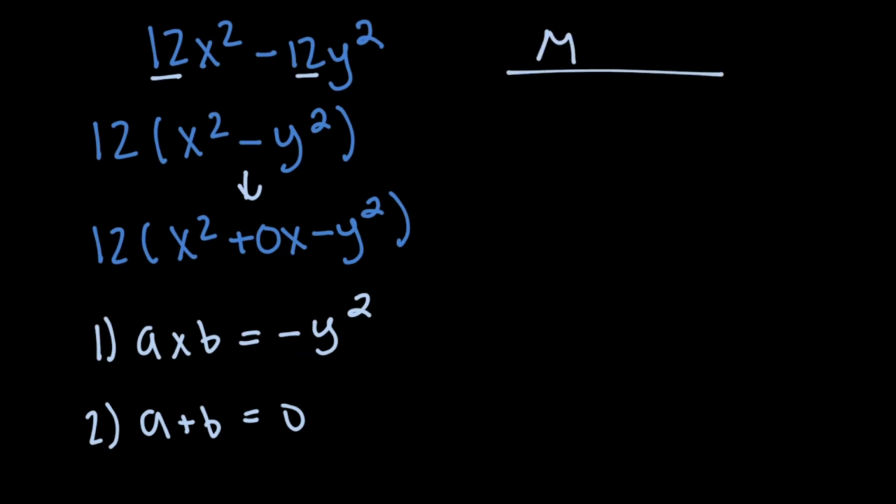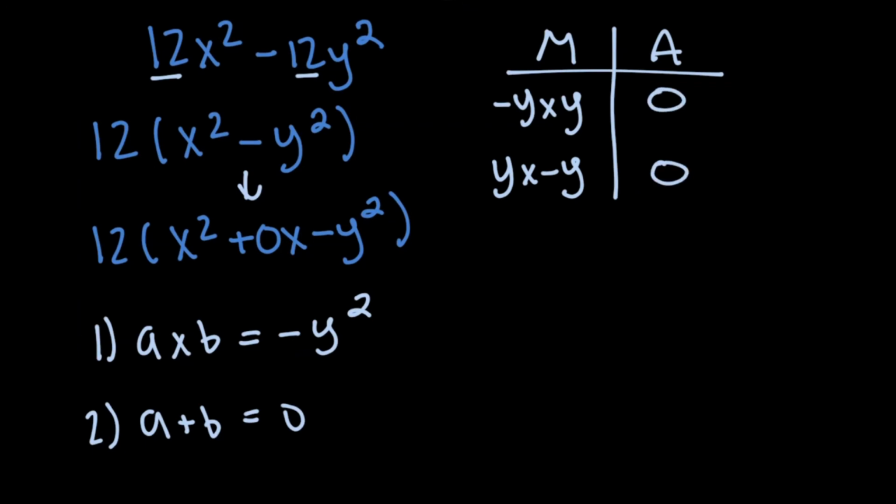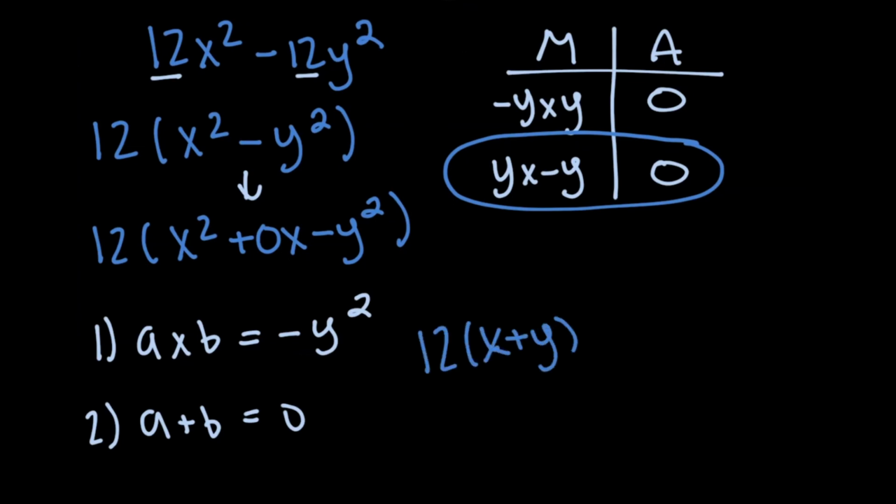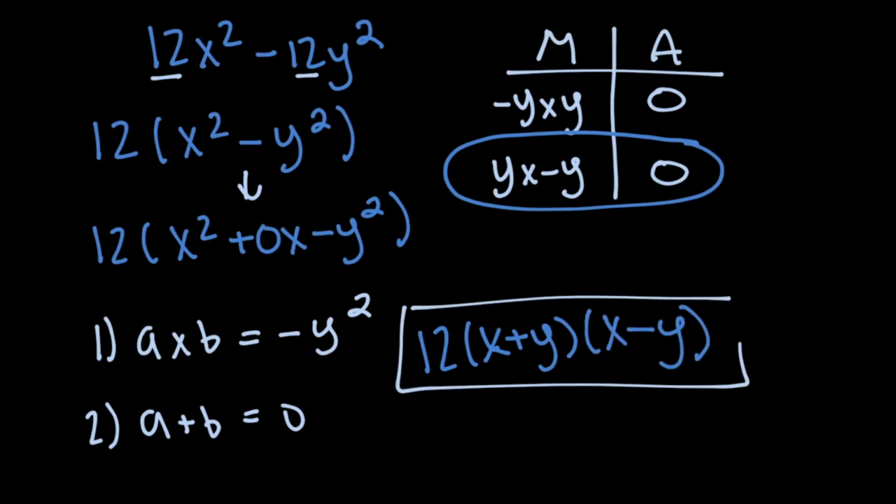So here we'll go ahead and make our multiplication and addition table. So we need two numbers that multiply to negative y squared. So actually, the two factors would be negative y times positive y, or positive y times negative y. And if we add them, both of these options actually equal 0. You can see that they're equal. Doesn't matter which term is negative first in multiplication, so we can just pick one. And then we can write our final solution as 12 times (x plus y)(x minus y). That there is our final answer.